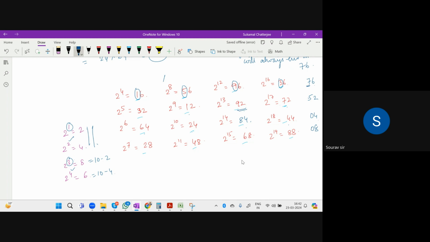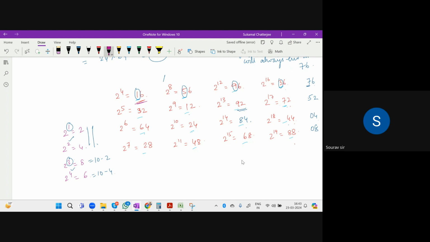So this is the cyclicity of the second digit for power of 2. Sir, 2 to the power 21 will have last digits 52, and 2 to the power 25 will have 04, right? No, sorry, sir. See, just follow this logic. You just go on multiplying with 2. Take the last two digits. Start from here. There should not be any confusion in this.